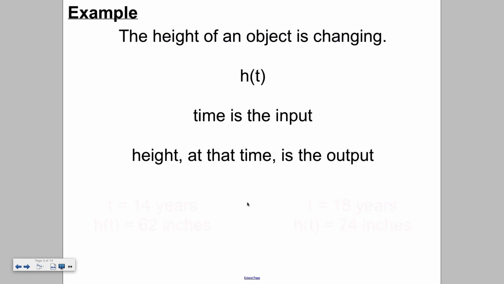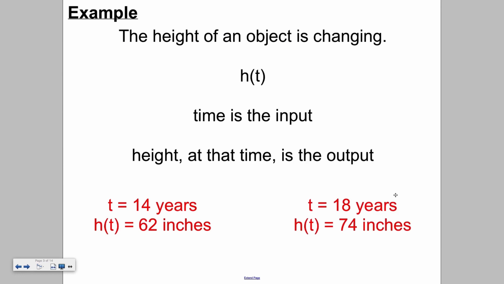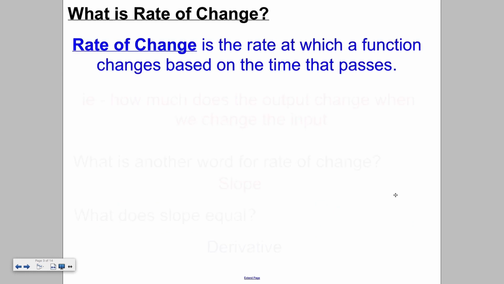Alright, so for example, height is something that is changing, so therefore we need to make it h of t, where t is the input and height at that particular time is the output. So again, height is a function of t, and we write it as h of t. So for example, if we had t equals 14 years, then h of t could be 62. Another completely unrelated example, if t is 18 years, then h prime of t would be 74 inches. So again, just two examples of t versus the function of t.